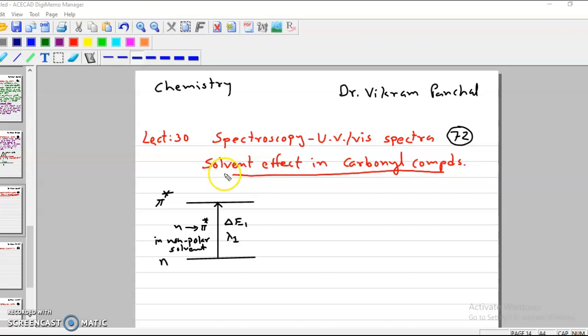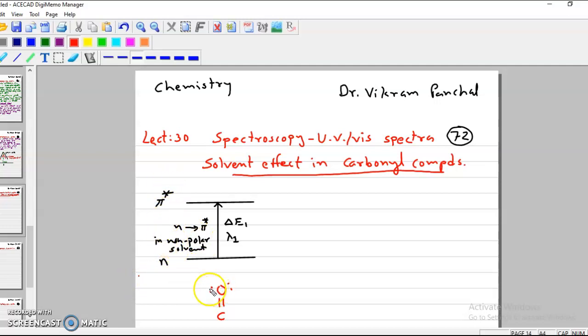In this lecture, I will explain the solvent effect in carbonyl compounds. If a carbonyl compound is present, that is C double bond O, then an n to pi star transition is possible. Suppose this is the n orbital, and this is the pi star orbital.